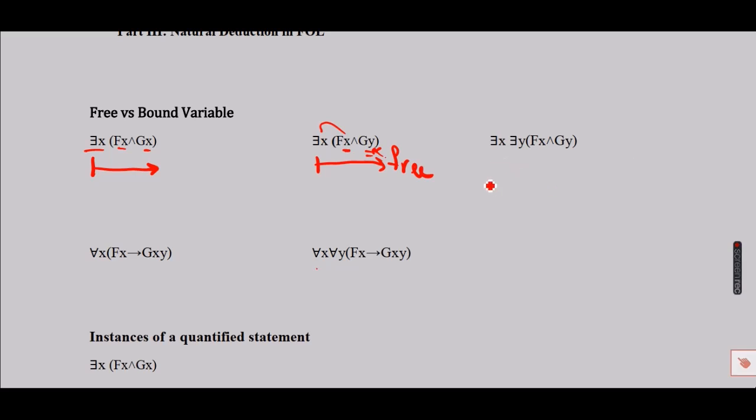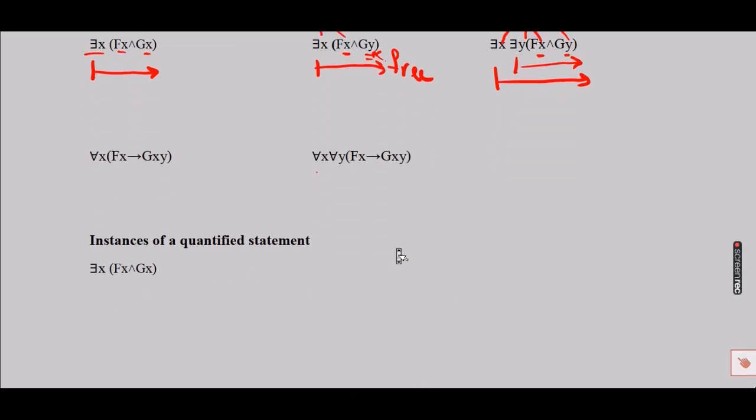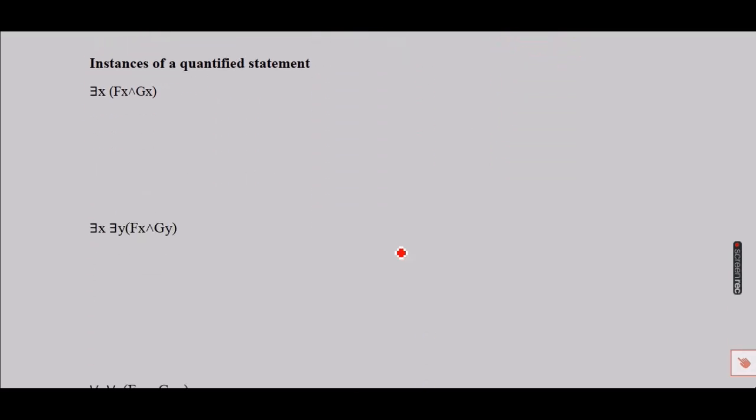Contrast that with this sentence here. The scope of this existential extends to here, the scope of this one to here. And notice that this x is in the scope of there is some x, so it is being bound by this. And y is in the scope of there is some y, so it is being bound by that. So there is no free variable here. Okay, so that's the notion of free variable. We can have the same thing with universal quantifier. I'm not going to go over it because that's the same thing.